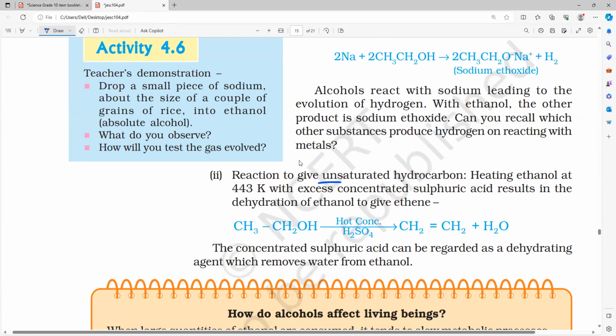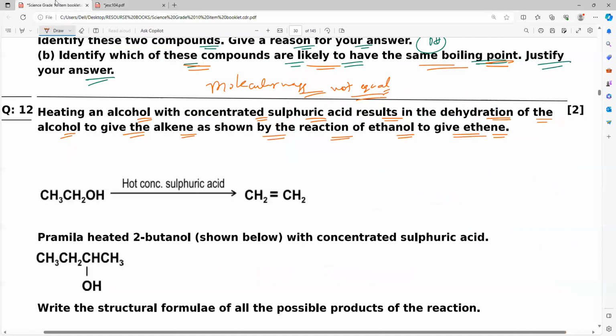The reaction gives an unsaturated hydrocarbon. Heating ethanol at 443 Kelvin is the dehydration of ethanol. It gives ethene plus water. So that is the question.